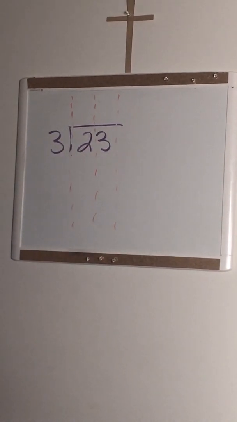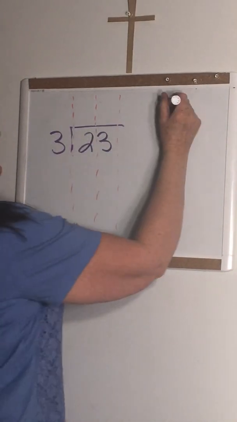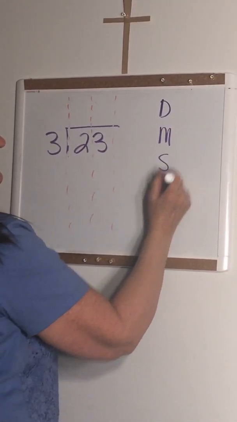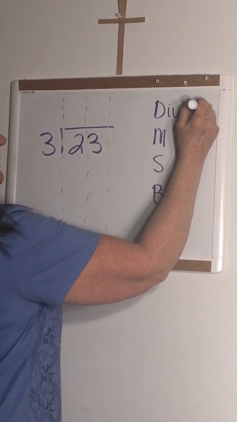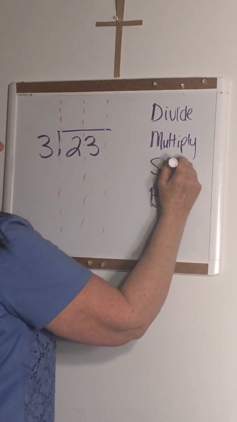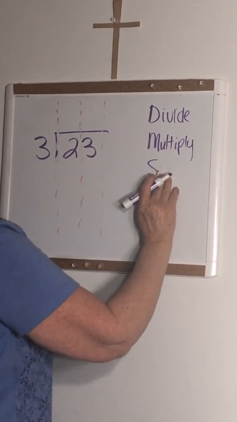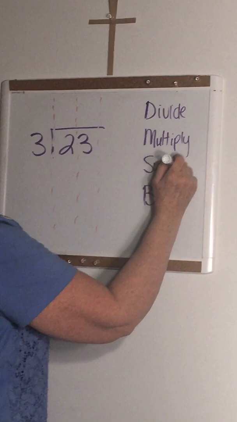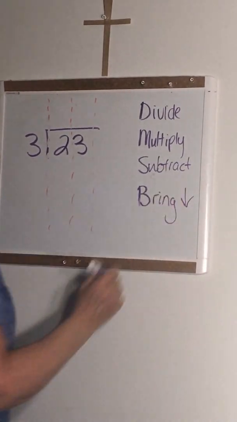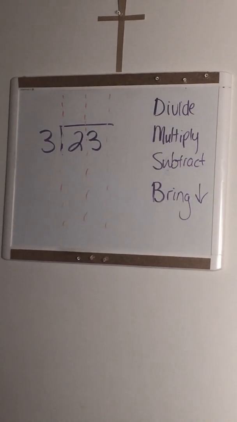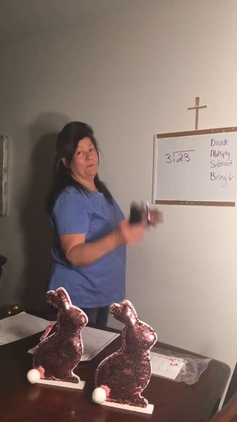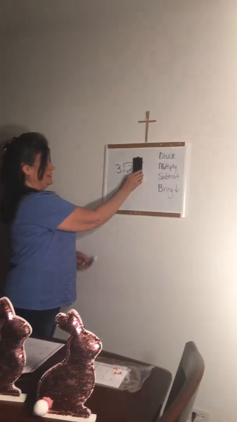Now remember our little sayings. Does McDonald's serve burgers? Divide, multiply, divide, multiply, subtract, and bring down. Okay? So we're doing the same thing. It's just a little bit different kind of a problem. Okay? So again, I look at my first column.